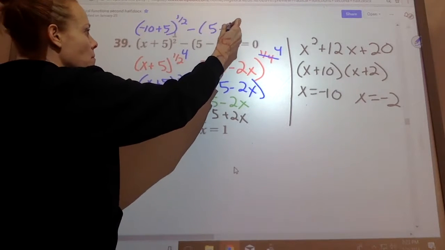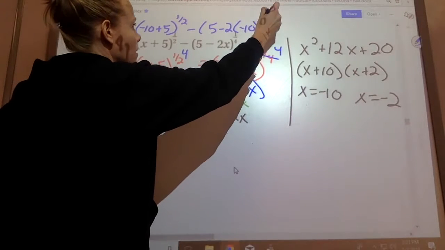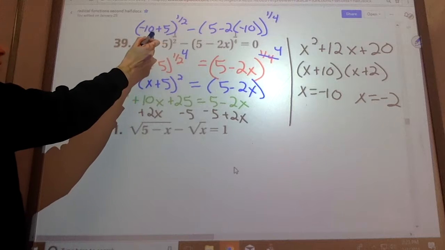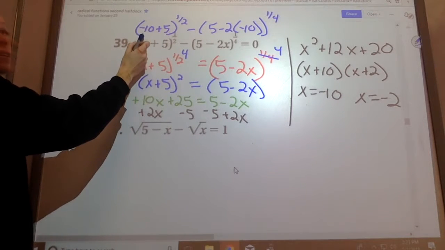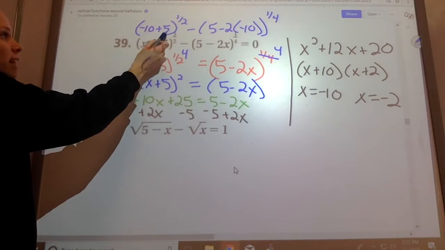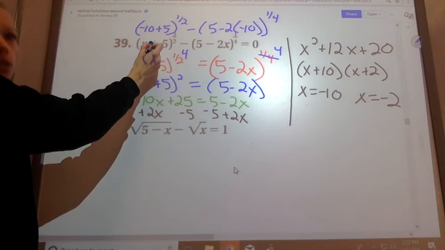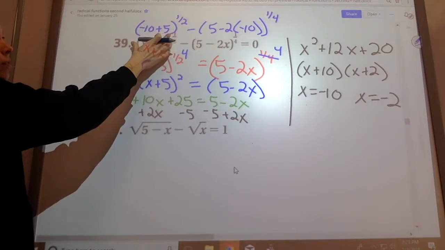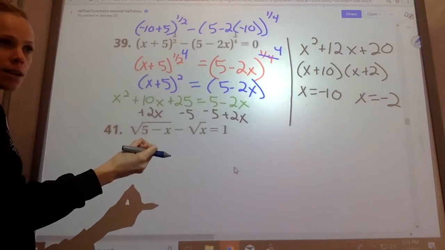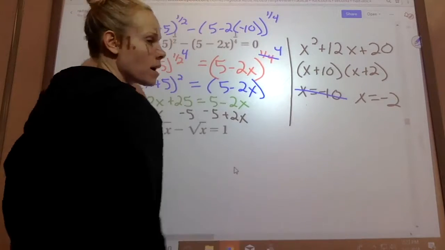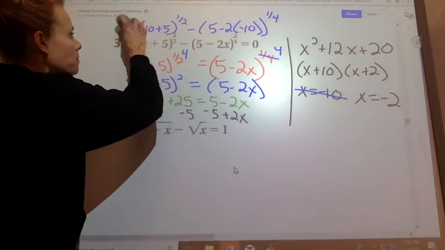Why? Anyone see why? Why can I stop right here and I say, oh, that doesn't work? Yep, -10 plus 5 is -5. Can I take the square root of -5? No. So as soon as I wrote this first one, I saw that that's not going to work because you cannot have an even index and a negative radicand. So we'll cross that one off right away. Now we got to try -2.